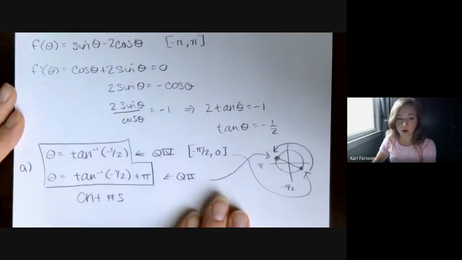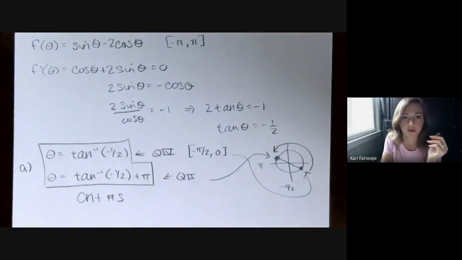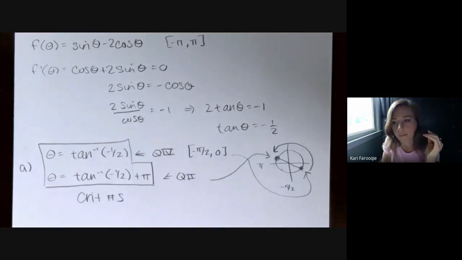Before I do part B, which was asking about, sorry, I totally lost it now. Let me go back and get it. I think it was asking about min and max values. It was asking about, yeah, local mins and maxes. So before I do part B, does anyone have a question on part A?